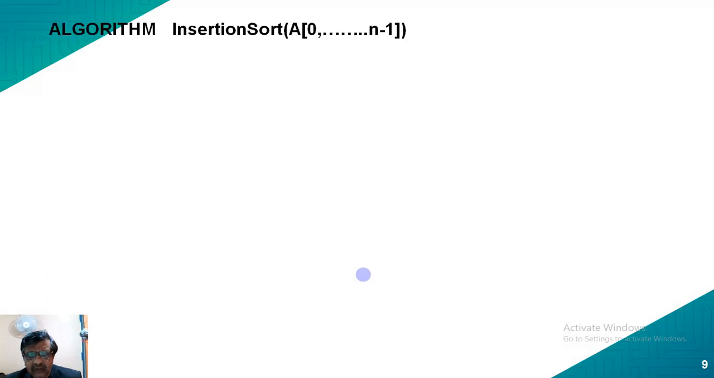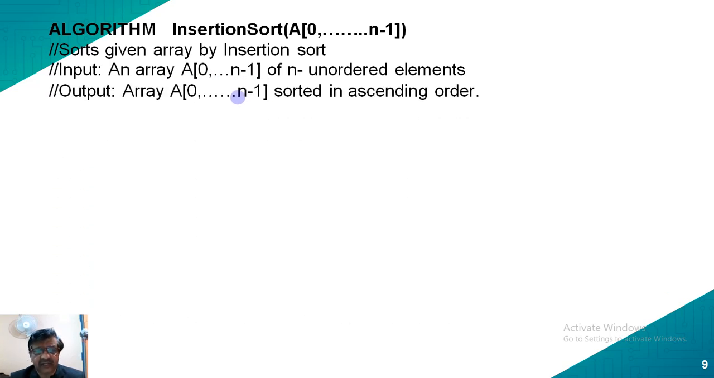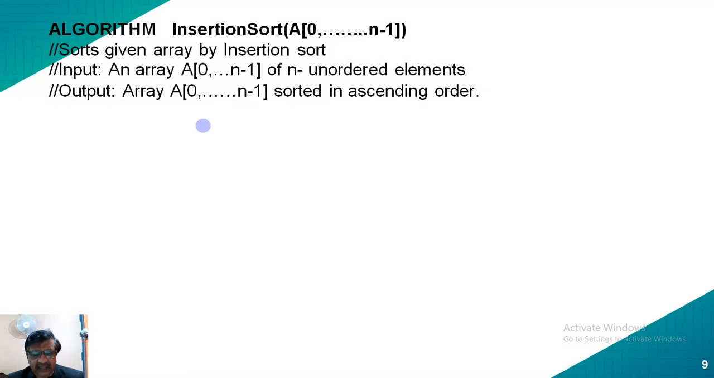Right. We will write the algorithm insertion sort. This is the title of the algorithm, the name of the algorithm. What it does: it sorts the given array by insertion sort. Input: an array A[0 to n minus 1] of n unordered elements. Output: array A[0 to n minus 1] sorted in ascending order. Now we will definitely write the algorithm for ourselves.